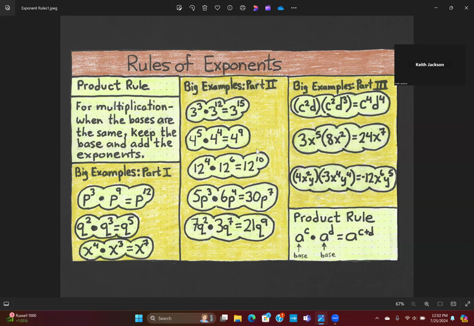I've been giving a lot of information, and I wouldn't blame you if you need to pause this video to give everything a once over, or replay this video as many times as you need to gain a deeper understanding of the product rule. And you can also look at this example right here: a raised to the c power times a raised to the d power would just equal a raised to the c plus d.